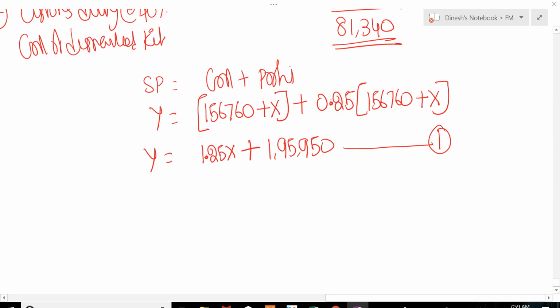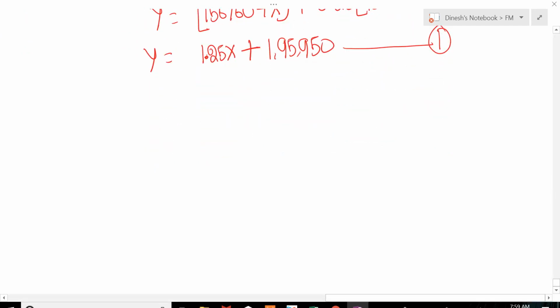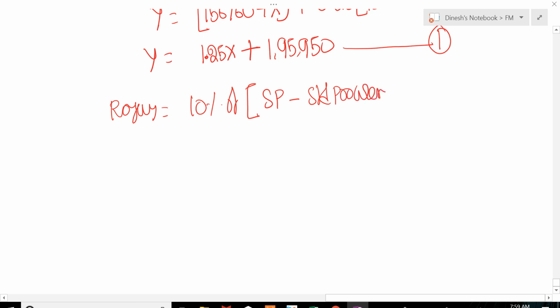Can I proceed to the royalty equation? Any doubts in this? Now coming to royalty, read that line and I'll write it as of now. Royalty is equal to 10% of what they mentioned: selling price minus standard procurement minus cost of imported kit.